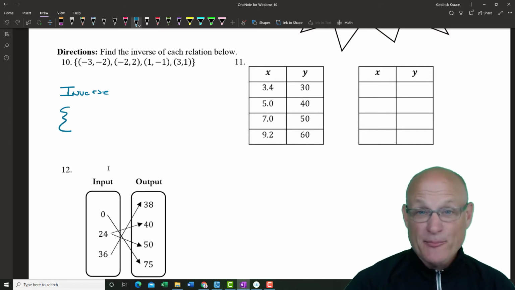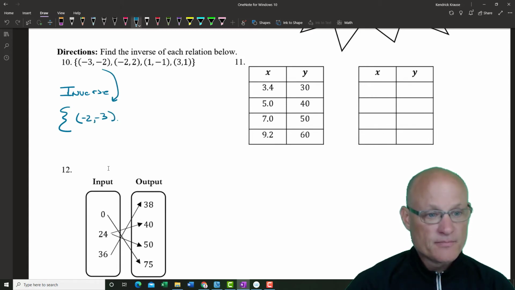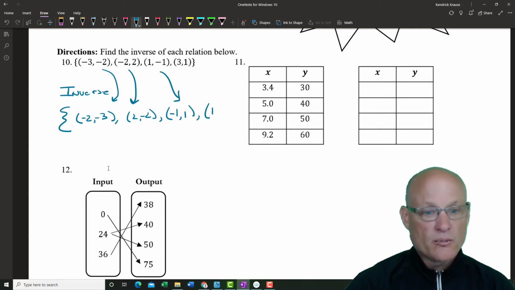What we're going to do is simply switch x and y. So -2, -3. Switch. 2, -2. Switch. -1, 1. See how we switched it? And 1, 3. There it is. That's the inverse.